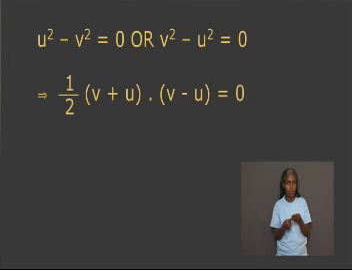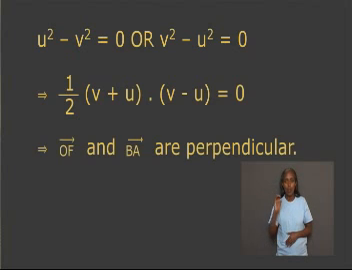Therefore, 1/2 times the dot product of the sum of U and V and the difference of U and V is 0. OF and BA must be perpendicular. I hope you were able to follow along, students. Please ask teacher any questions you might have after the lesson.